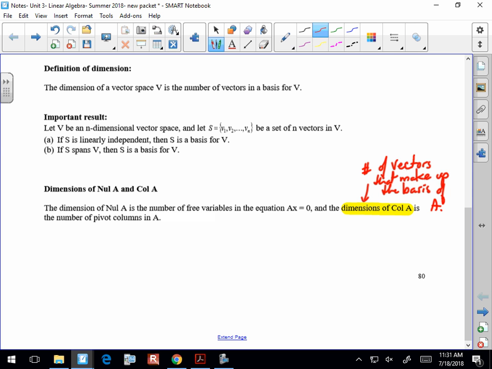So I refer to that as the relevant set of vectors within the matrix. That is defined as the dimension of the column space, which is also known as the rank, which we get to in a couple minutes.